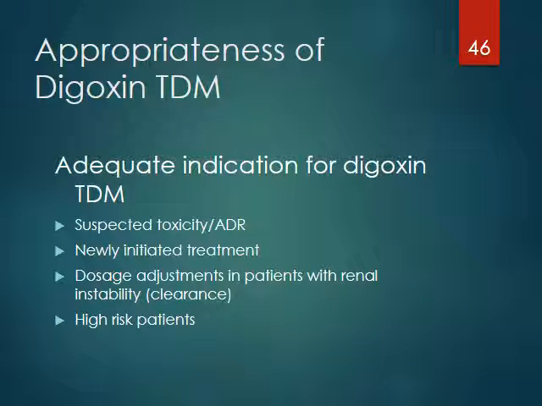Adequate indications for digoxin therapeutic drug monitoring would be, one, if you're suspecting toxicity or if they're having an adverse drug reaction. So if they were having that haloing around the lights or the yellowing of the vision, that would be a good indication to check a digoxin level. If they've newly initiated treatment, as with our patient, who had just recently started digoxin. If you had a dosage adjustment in patients with renal instability, so if they had a clearance issue, certainly you would check a level after changing the dose to make sure it's still appropriate. And then also high-risk patients, those really at risk for developing arrhythmias and things like that. That might be a patient you'd be a little bit more cautious with and definitely want to check a level on.